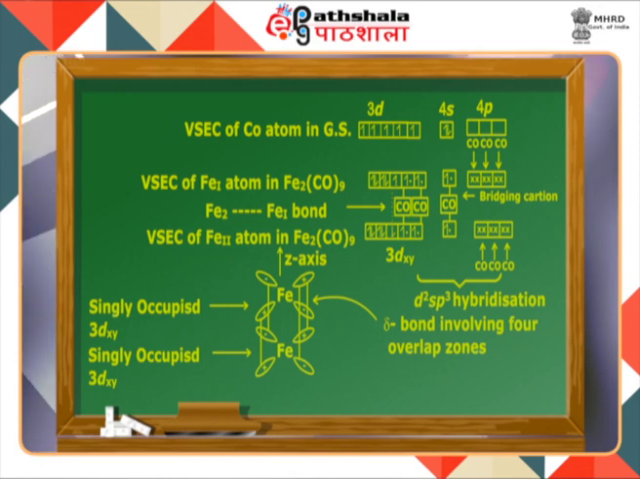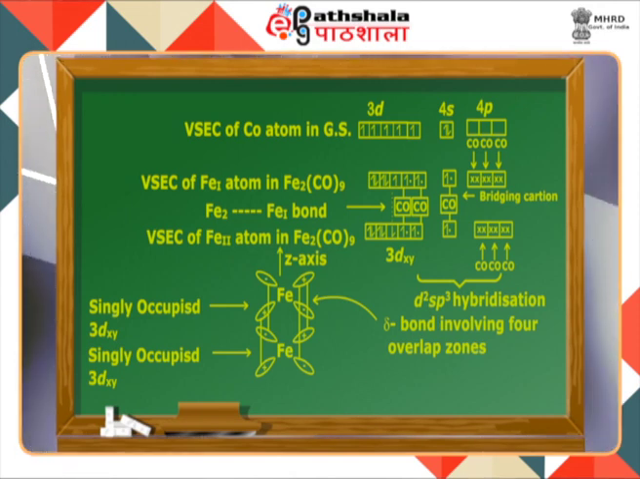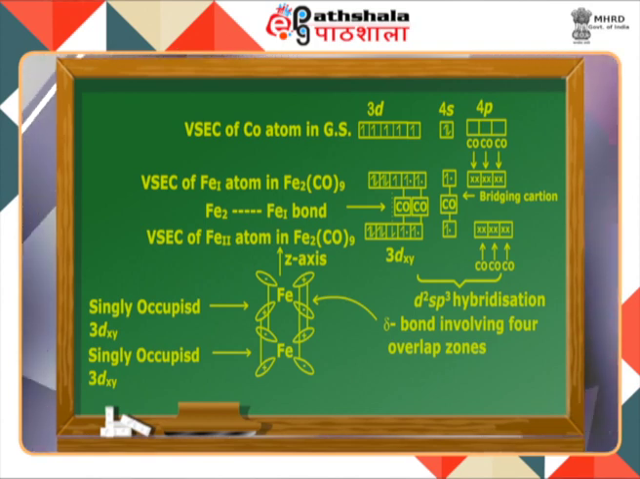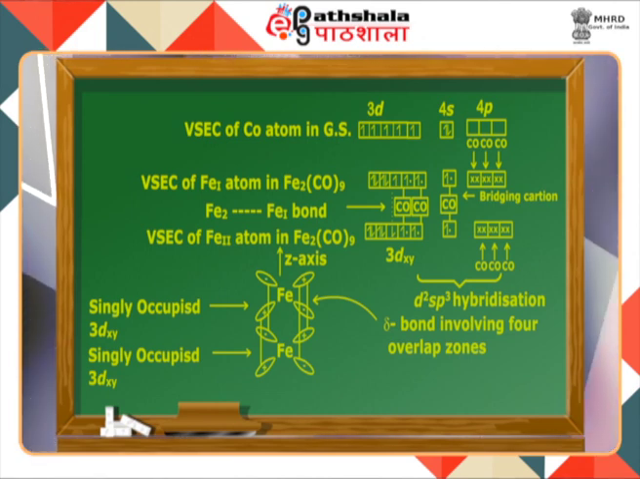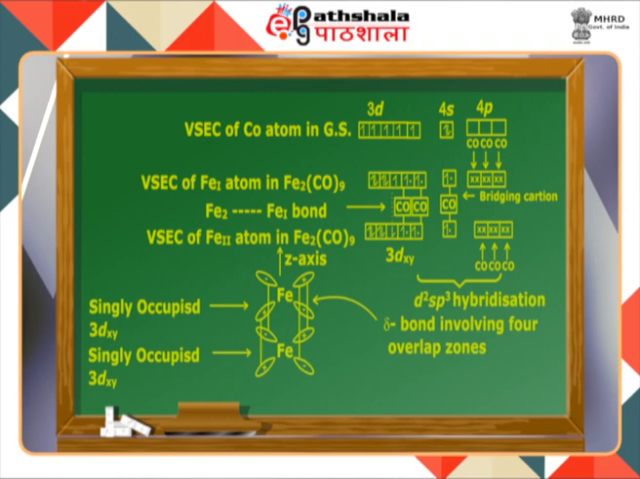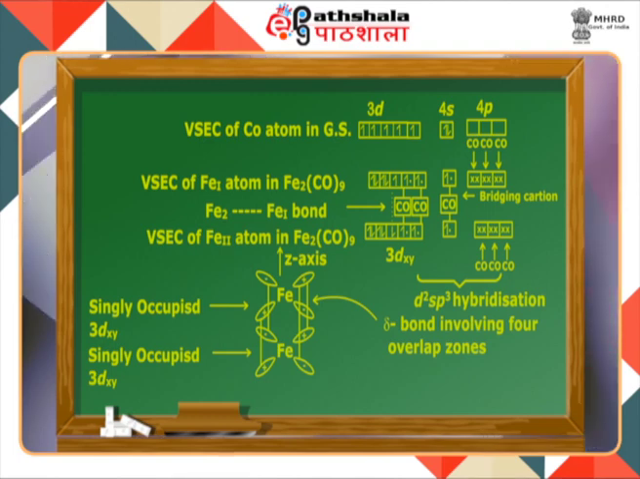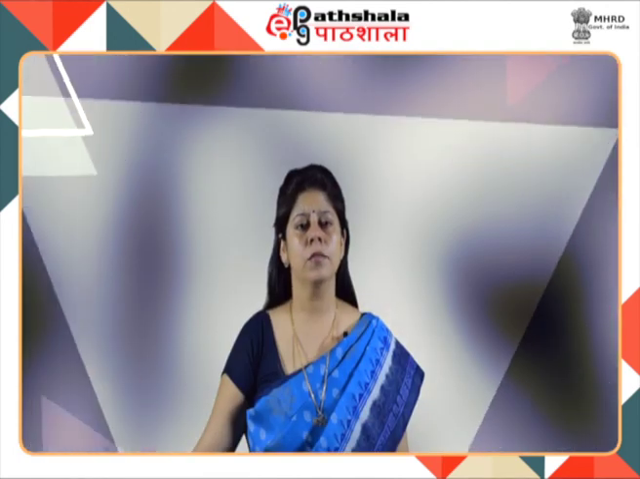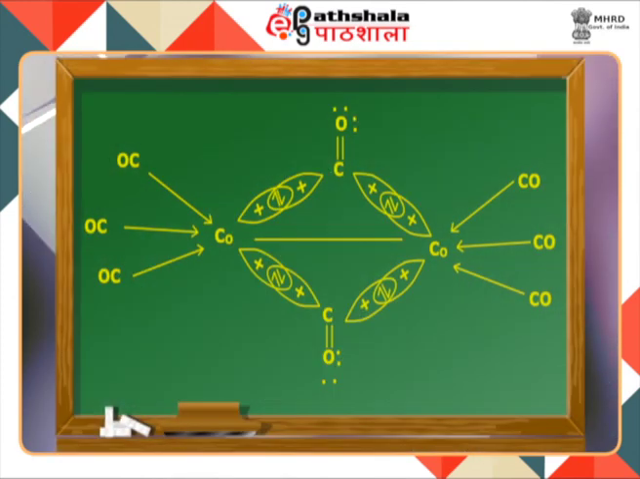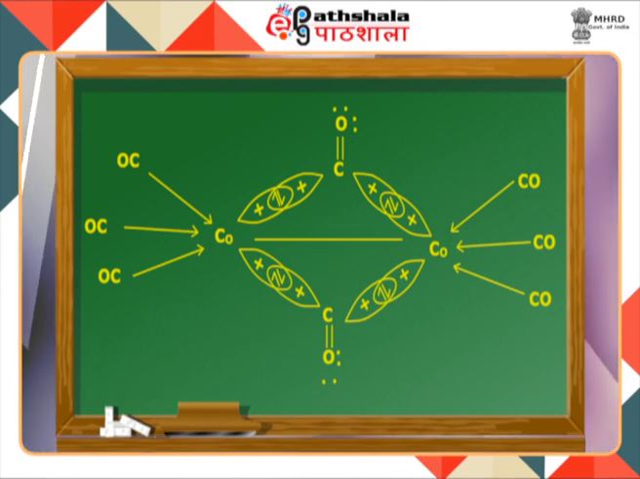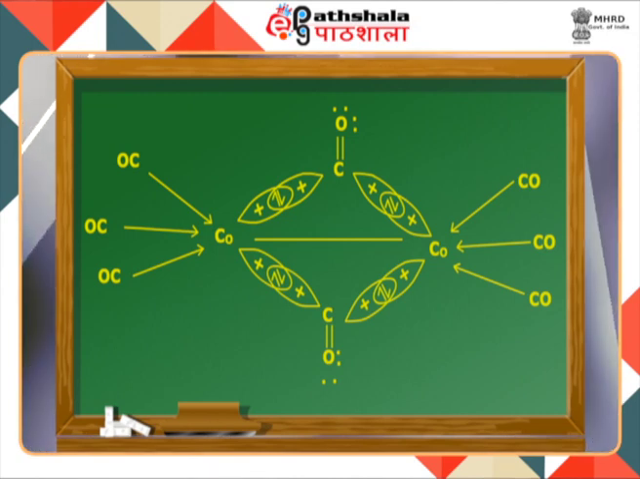This bond is formed by the overlapping of the singly occupied sp2 hybrid orbital of the carbon atom and the singly occupied hybrid orbital of the metal atom. Thus, the bridging carbonyl group forms a bent linkage. The carbon-oxygen bond order in the bridging carbonyl group is almost equal to 2. In cobalt carbonyl, the bonding in the bridging cobalt-carbonyl-cobalt linkage is shown in the diagram.